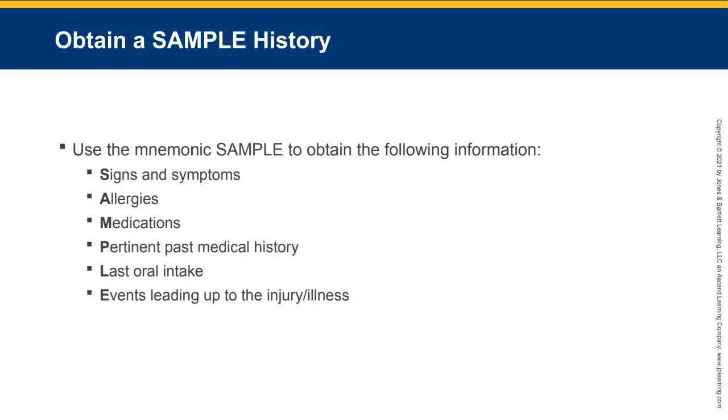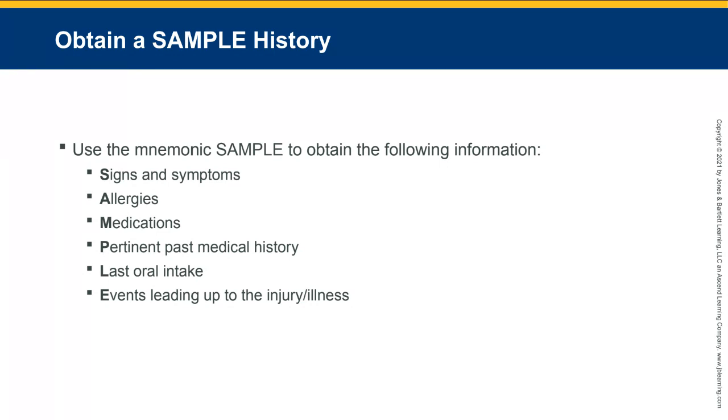After the OPQRST, you want a SAMPLE. Use the mnemonic SAMPLE to obtain the following information. So you have your signs, your symptoms. The signs and symptoms is where your OPQRST comes into play. A, allergies. Is a patient allergic to any medication? Is a patient allergic to any food? M, medication. Is a patient on any medication? If they say yes, which medication are they on? Why are they taking this medication? When was the last time they took the medication? Is it available for you to examine?